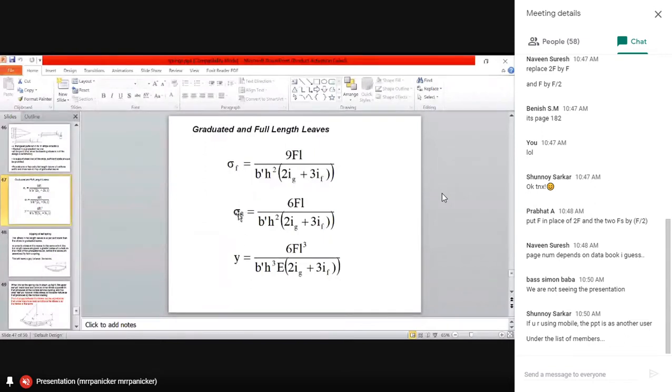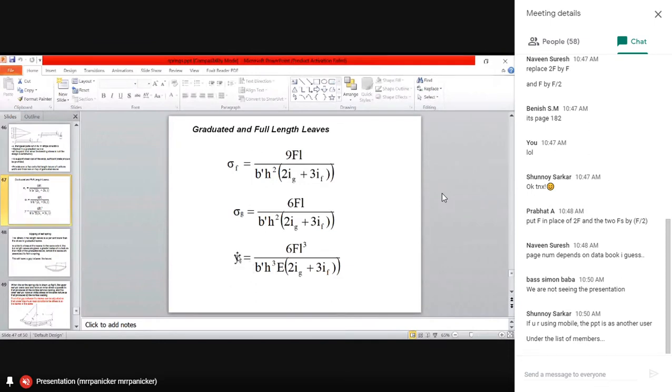And this is the stress equation for graduated leaves. The suffix F is for full length leaves, suffix G for graduated leaves. You can see that the only difference is, instead of 9 FL, it is 6 FL. So the stress of graduated leaves, that equation is also given in the data book. That is page 182. There is no change in that. And Y is the deflection.